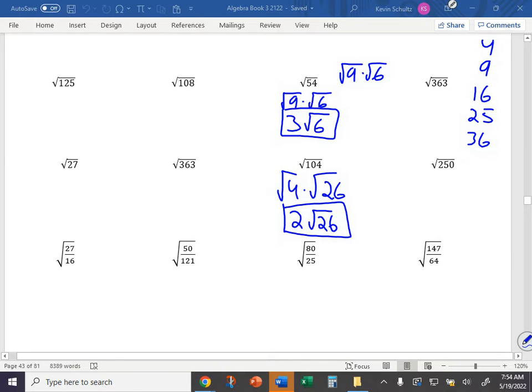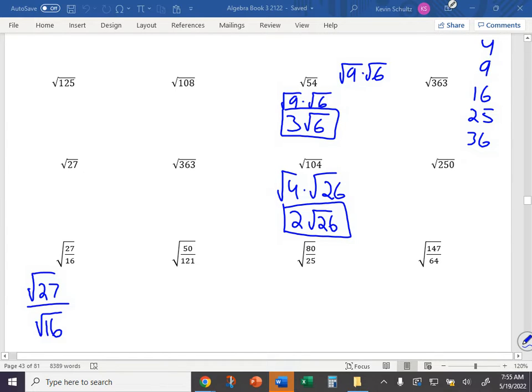Okay? Let's have one of the fraction ones. So there's a cool property involving roots in fractions. For example, the root of 27/16 can be rewritten to be the root of the numerator over the root of the denominator. So the root of a fraction can be rewritten to be the root of the numerator separately over the root of the denominator separately. And how does that help us tremendously here?